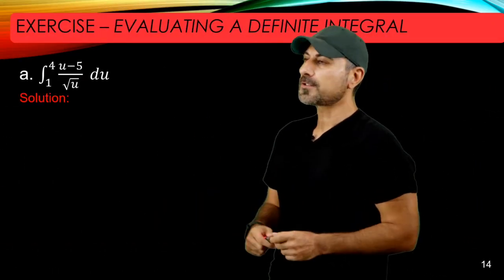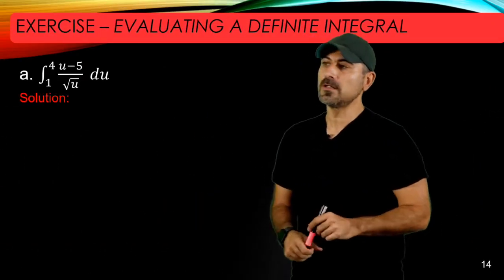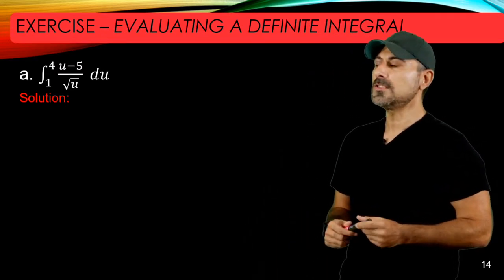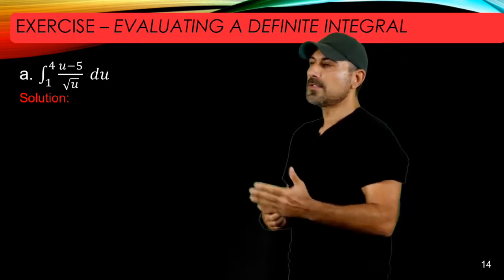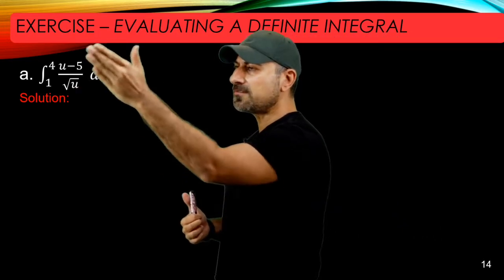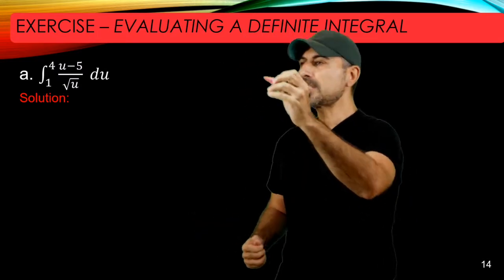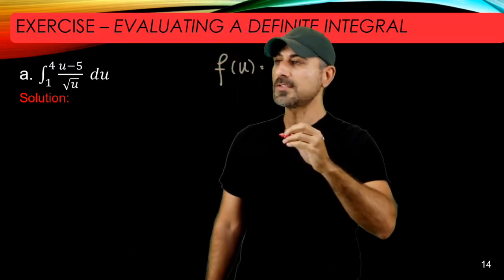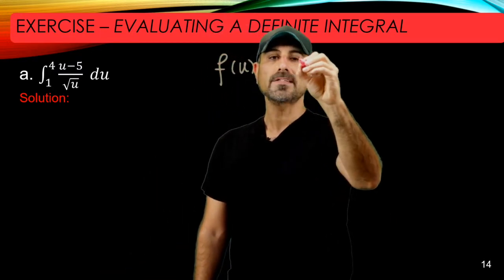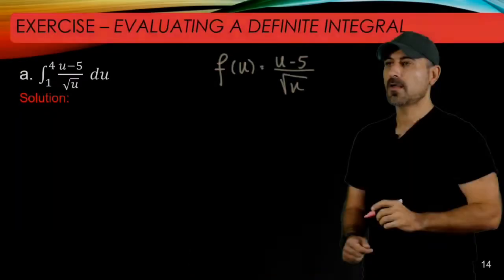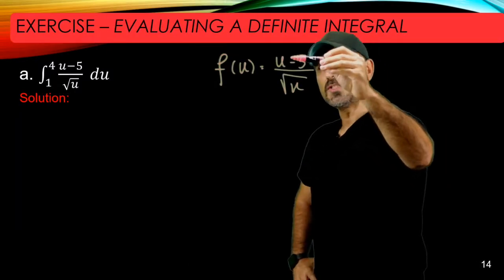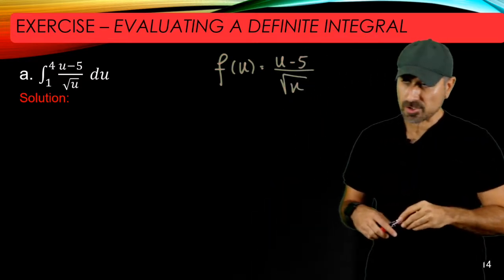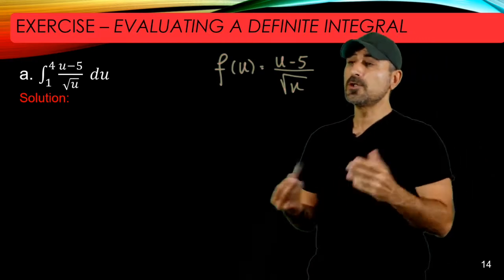All right, here's our first example, the definite integral of (u minus 5) divided by root u, du. The function is a little bit complicated to find the antiderivative of. Let me just call this function little f of u here, the variable is u obviously, so there's no x. So (u minus 5) divided by root u. As you see, it's hard to see the antiderivative of this function since the function is given as a rational function. But there's a way around that.